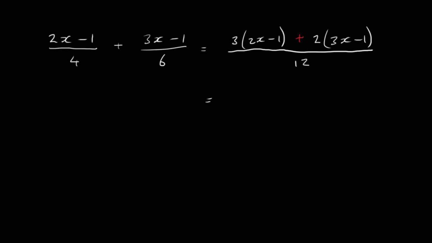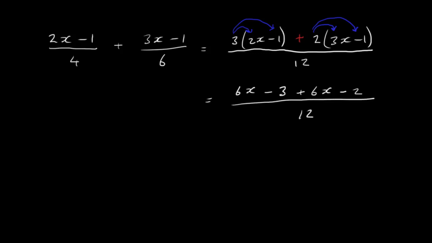Okay, so now we just got to multiply out the top part, the numerator of our fraction here. So let's see, we've got to multiply out this 3 by the 2x and the 3 by the minus 1, this plus 2 by the 3x, and this plus 2 by the minus 1 here. So let's do that. You've got 3 times 2x, which is 6x. You've got 3 times minus 1, which is minus 3. You've got plus 2 times 3x, 6x. And you've got plus times minus, which is minus 2 times 1, 2. And that's all divided by 12.